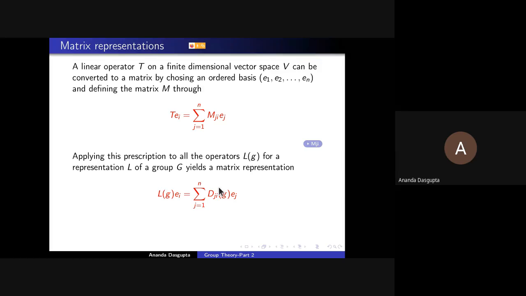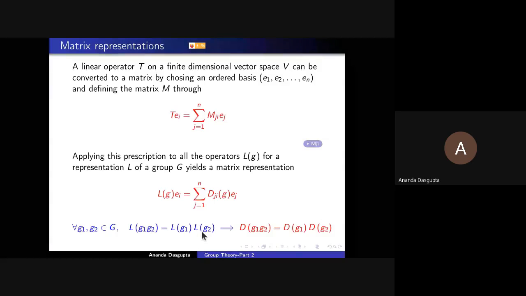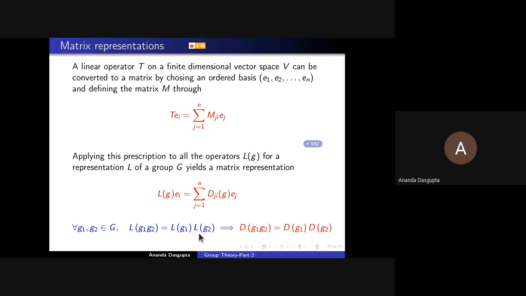So the important thing is the rule that L(g1 g2) is L(g1) times L(g2), that translates to D(g1 g2) is D(g1) times D(g2), where this is just plain old matrix multiplication. Remember that although these both look like multiplication, they actually mean different things. Here L(g1) L(g2) means apply L(g2) first on the vector, and then you apply L(g1). So it's successive applications of a linear operator. Here, of course, this is plain matrix multiplication using the row by column rule.